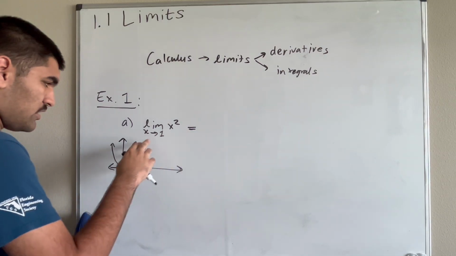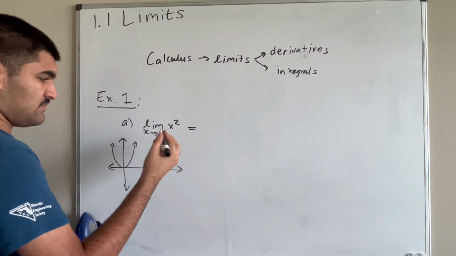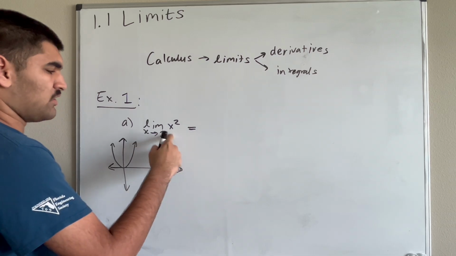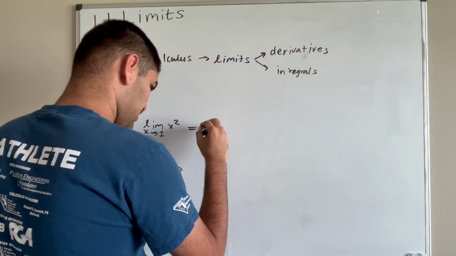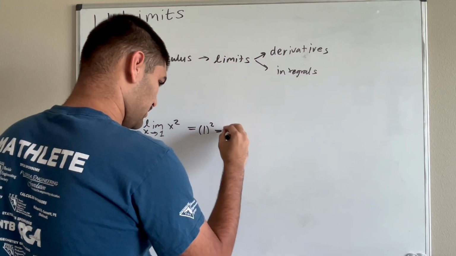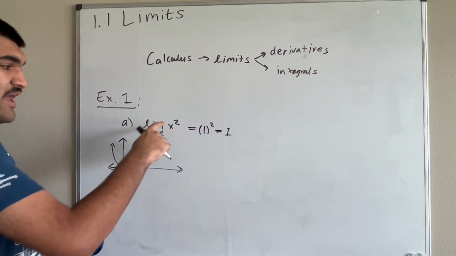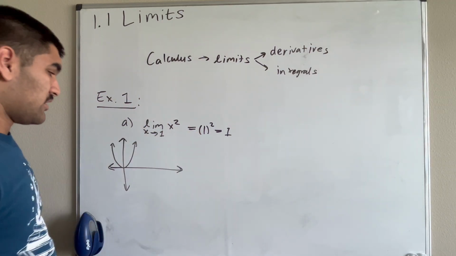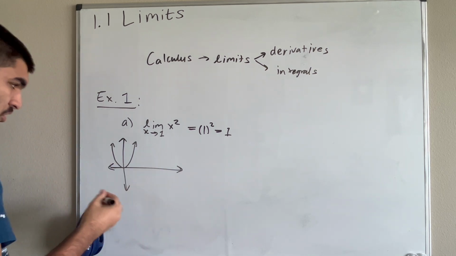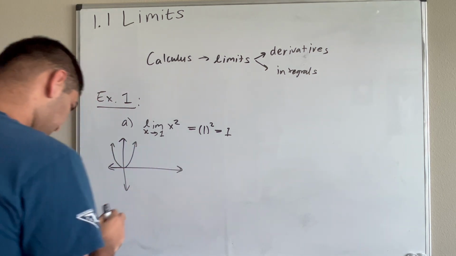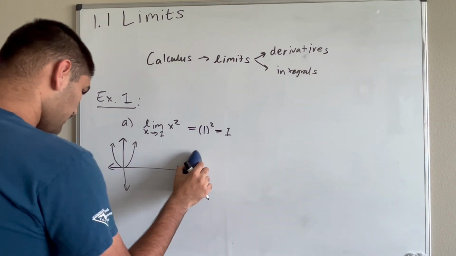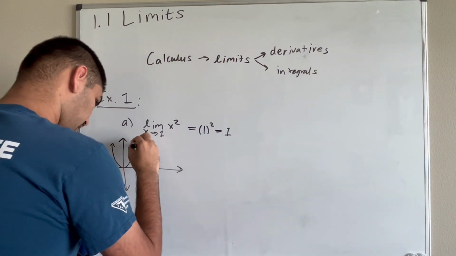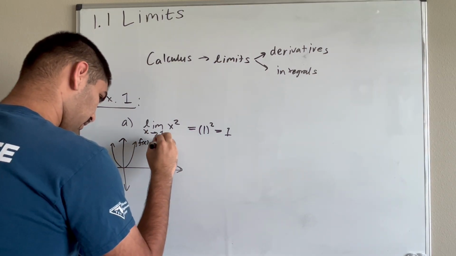And so therefore, we can simply evaluate this limit by substituting 1 into this function. So this is really just equal to 1 squared, which is 1. If x squared wasn't continuous at x equals 1, though, then this would not work. So let me show you an example of where that is the case. Okay, so I'm just going to keep this x squared.